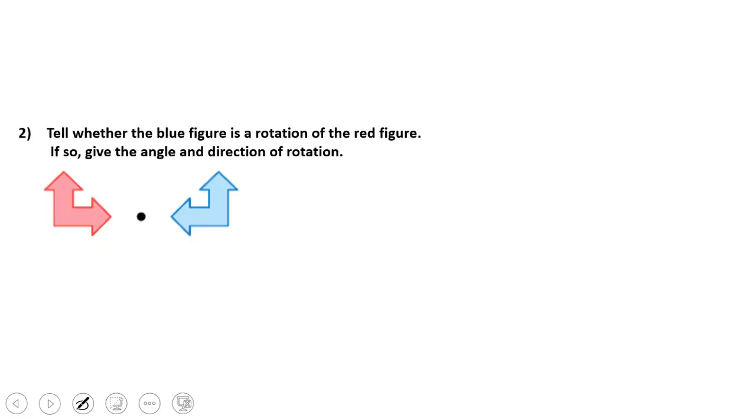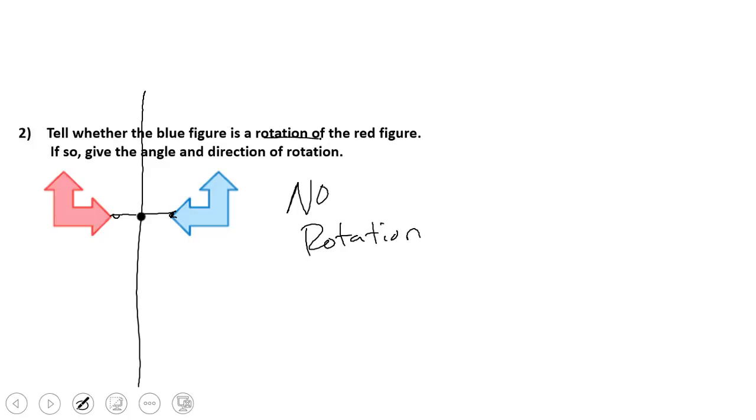And of course, on this one, you can see that no, we do not have a rotation from the red to the blue, because this looks more like a reflection. If I were to draw a line of reflection here, I can see that the corresponding points are the same distance from the center. So this one is not a rotation. It is a reflection, but that's not the question. The question is, is it a rotation? And the answer, no. This is not a rotation.